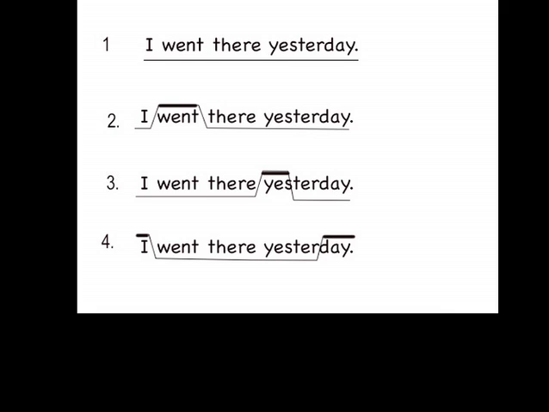For example, the first sentence we can say with all the words on the same level, like this. I went there yesterday. If we said it like that, we would put a continuous line underneath because the pitch does not change. In number 2, the second word has a high sound, so we say, I went there yesterday. Let's all say it like that. I went there yesterday.